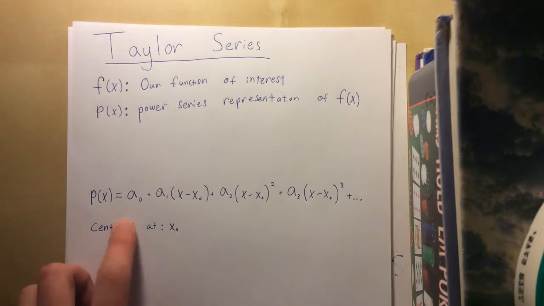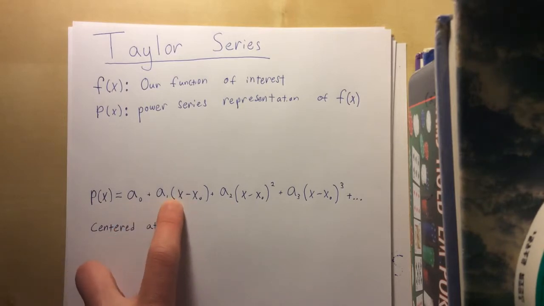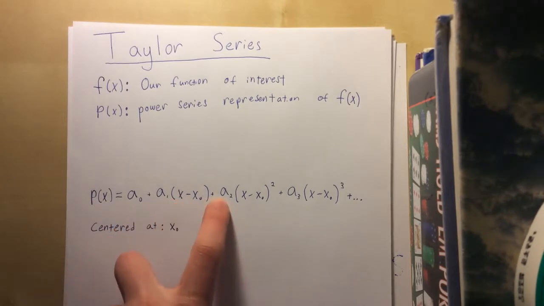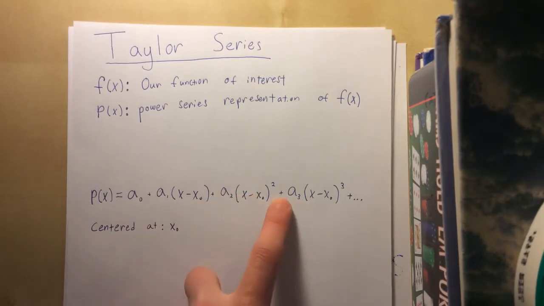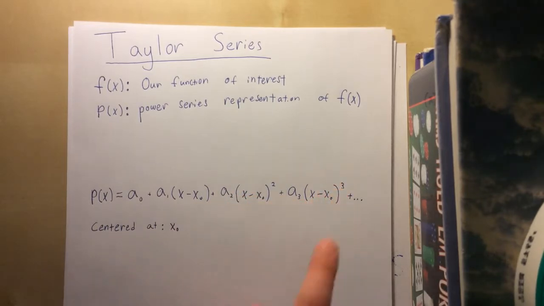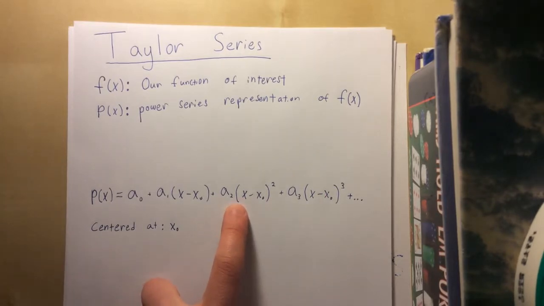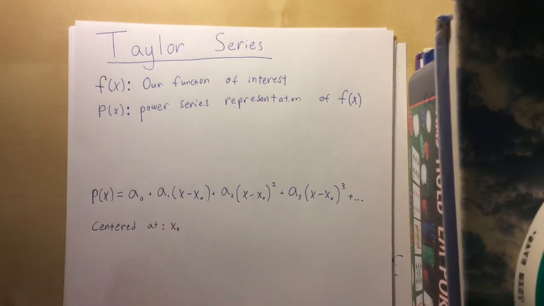As you can see here, I wrote out p of x. Basically, it consists of a constant plus a constant times x to the power of 1 plus a constant times x to the power of 2 plus a constant times x to the power of 3. The powers are just going to increase, and these constants are going to be different. And this x naught that we're subtracting just means that we're centering this representation at x naught. It's going to expand out of x naught.